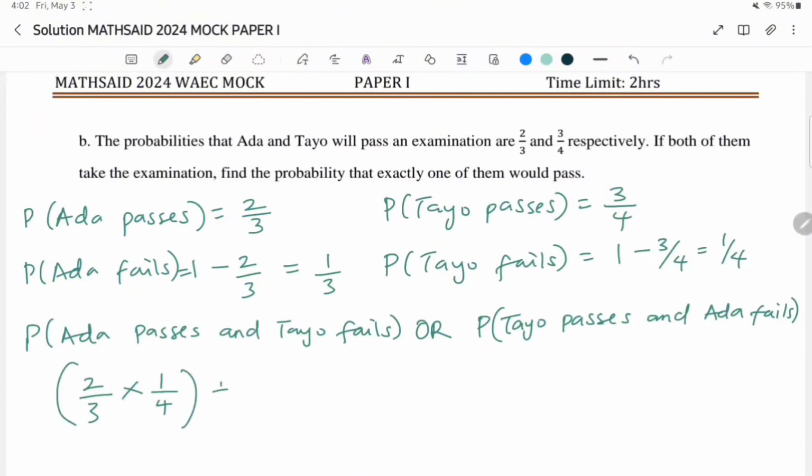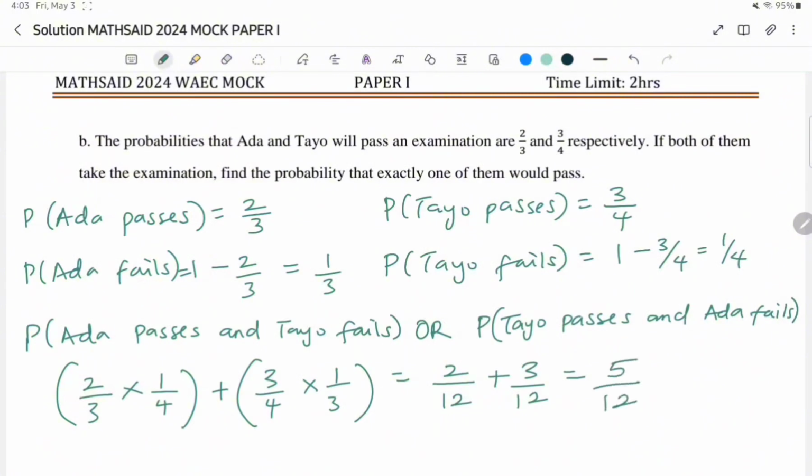Or, which means addition, Tayo passes, which is 3/4, and Ada fails, which is 1/3. That means 2/12 plus 3/12, and that equals 5/12. So the probability that exactly one of them would pass is 5/12.